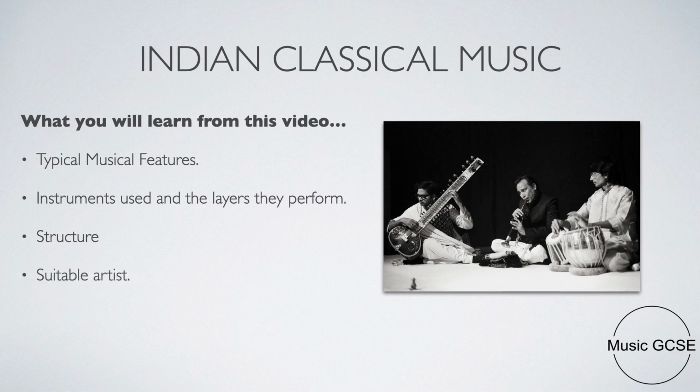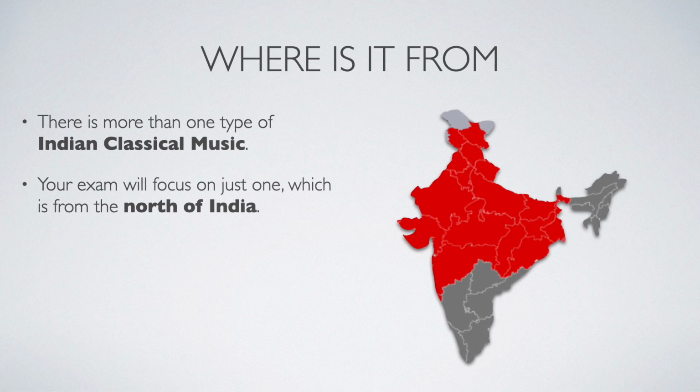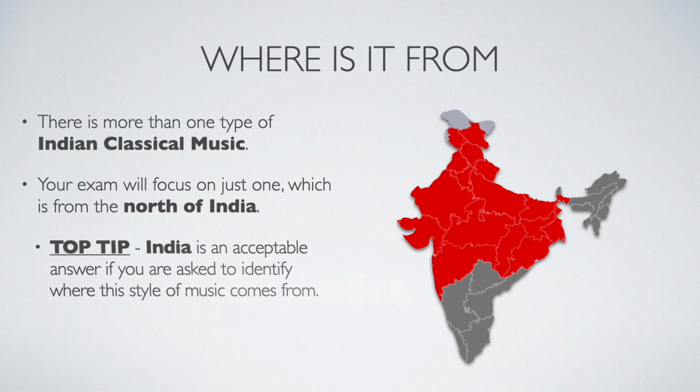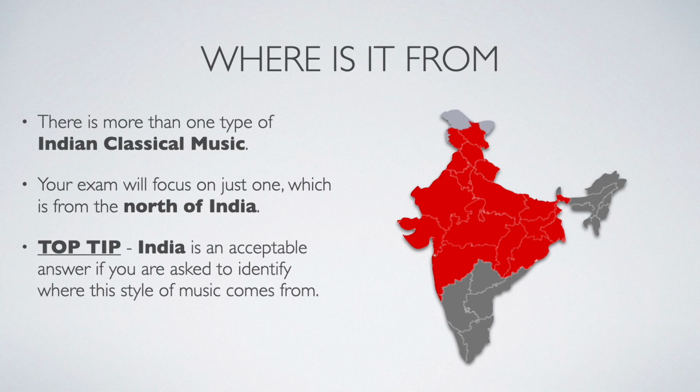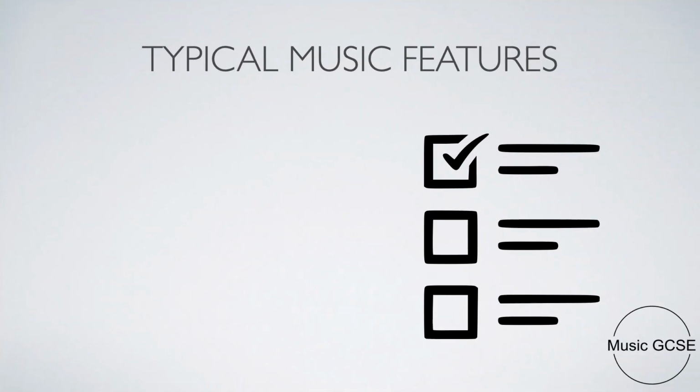But before we start looking at any of that, let's take a look at where Indian classical music comes from. There is more than one type of music to come out of India. However, the Music in Your exam will focus on Indian classical music from the north of India. Now, in your exam, if you're asked where this music is from, India is a perfectly acceptable answer. You do not need to say North India. So let's take a look at some of the typical musical features of Indian classical music.